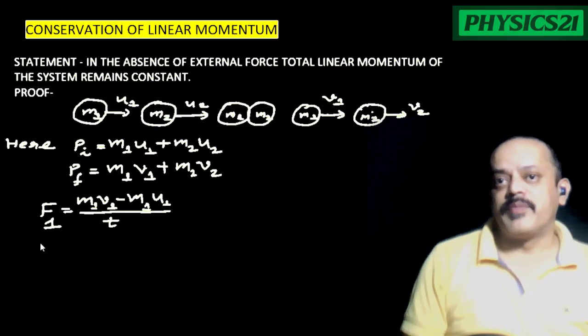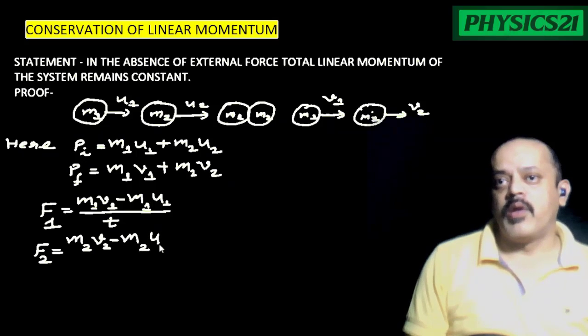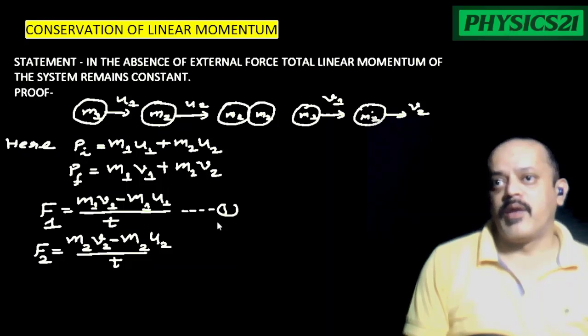During the interaction, let the force applied on the second body be F2. Then according to Newton's second law of motion, F2 is the rate of change of linear momentum of the second body, which is m2 v2 minus m2 u2, divided by t. Let this one be equation 1 and this one equation 2.